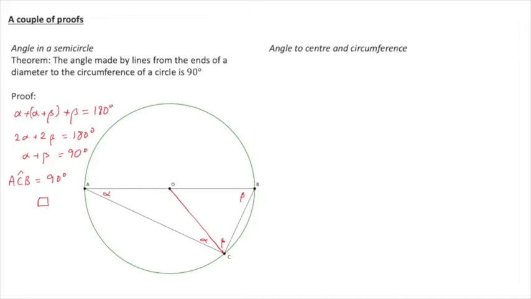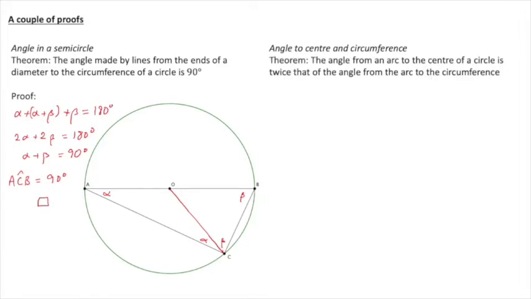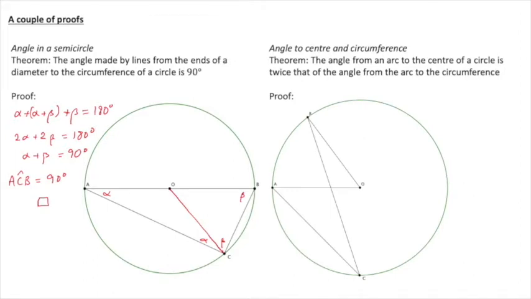Okay, we'll have a look at the angle to the centre and the circumference. Theorem: the angle from an arc to the centre of a circle is twice that of the angle from the arc to the circumference. So again, we'll have a picture of that. So A and B is our arc, and we have the angle BOA and we have the angle BCA. Now, as is common in these proofs, just like the previous one, we're going to put an extra radius in. So we're going to have a radius from O to C.